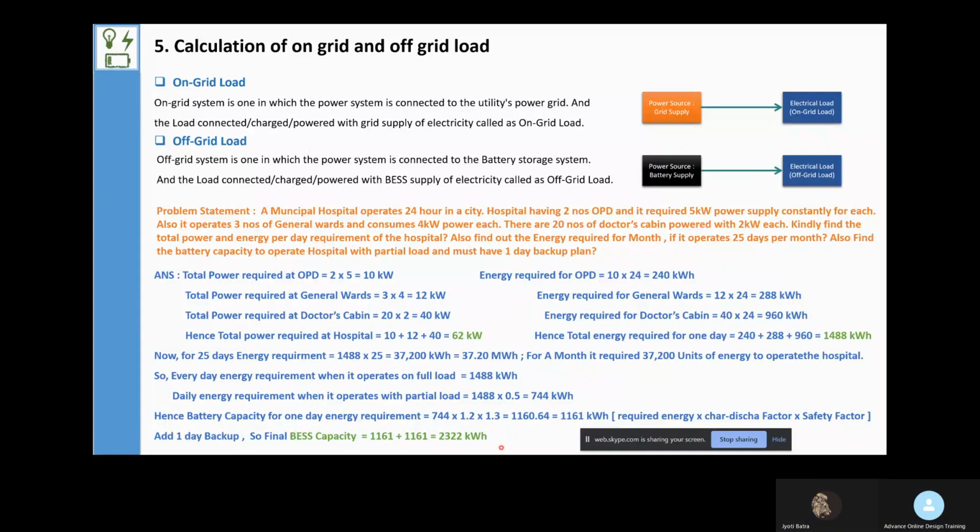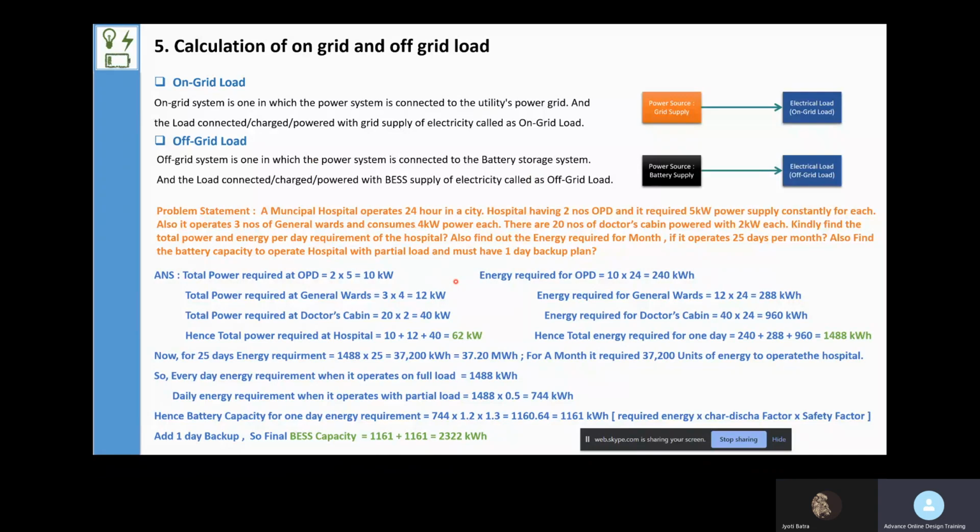So maintaining your one day backup, it is 2322. That's your battery capacity. Understood this part? How do off grid and on grid loads operate with this?